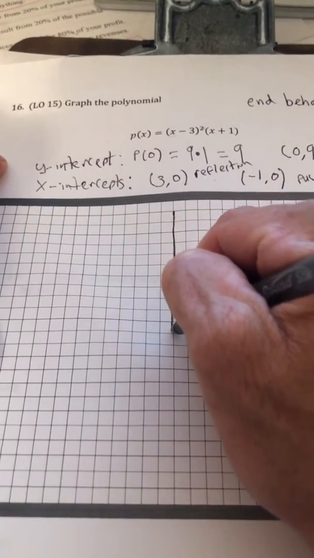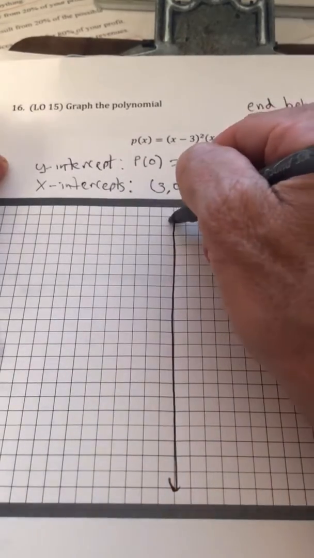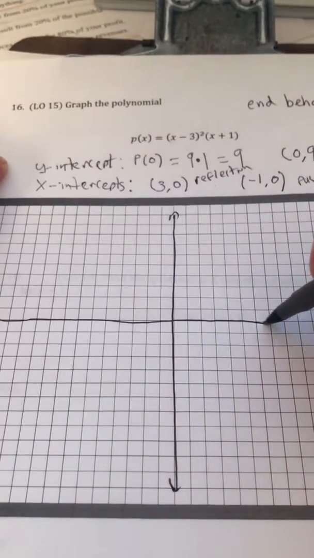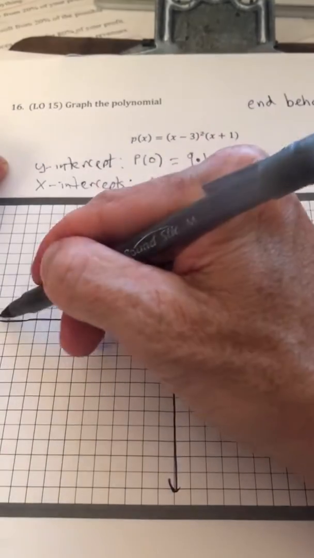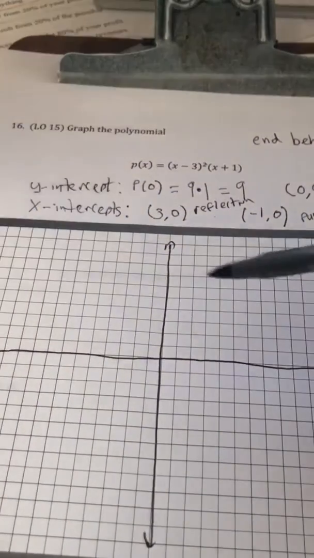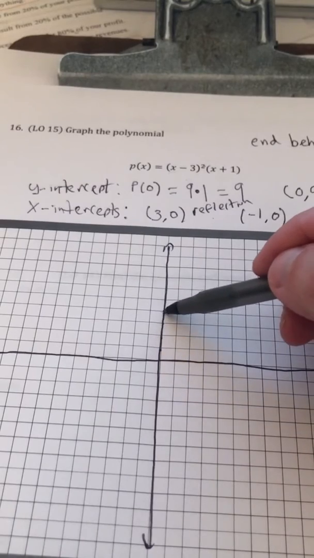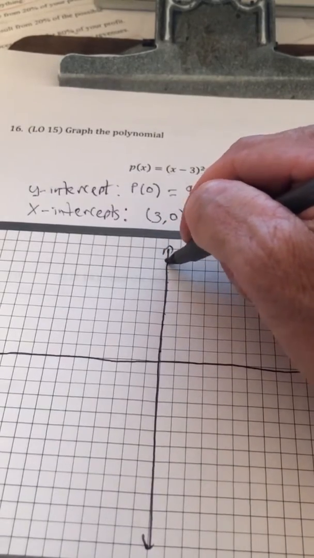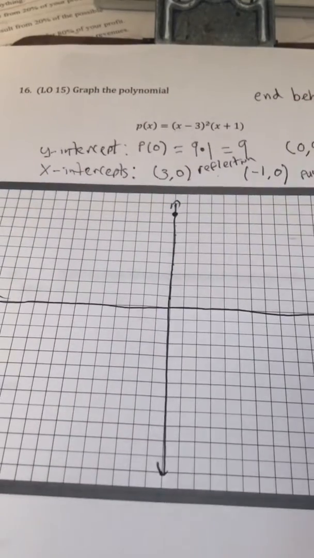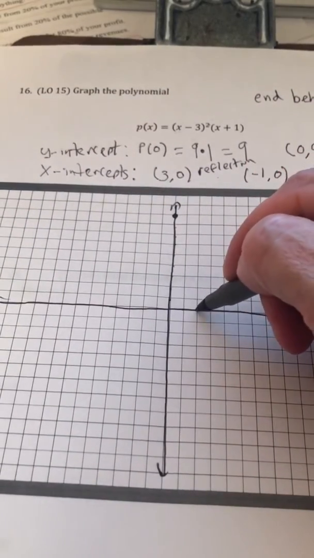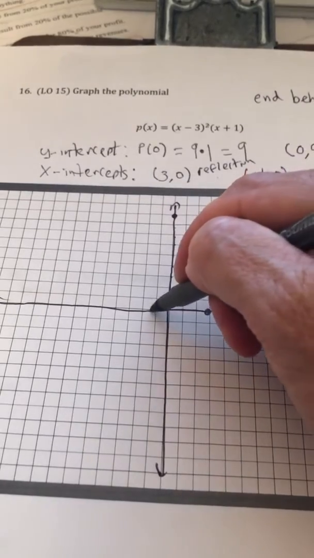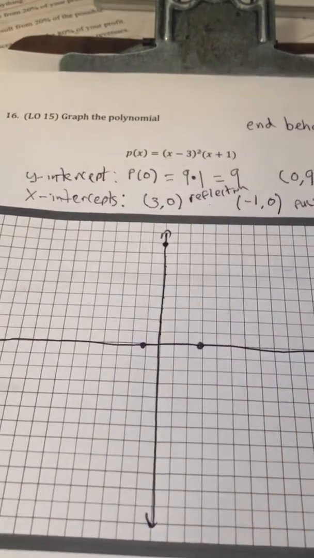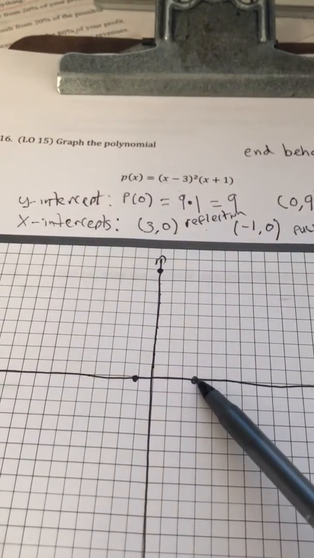Okay, so we have a grid given to us. We have to draw in the axes. I hope that's not too much trouble. All right, the y-intercept is 9. There's the ordered pair 0, 9. We have the x-intercept of 3, 0, 1, 2, 3, and negative 1, 0. And so I have 3 points on the graph. I know what the behavior is at each x-intercept, and I know the end behavior.